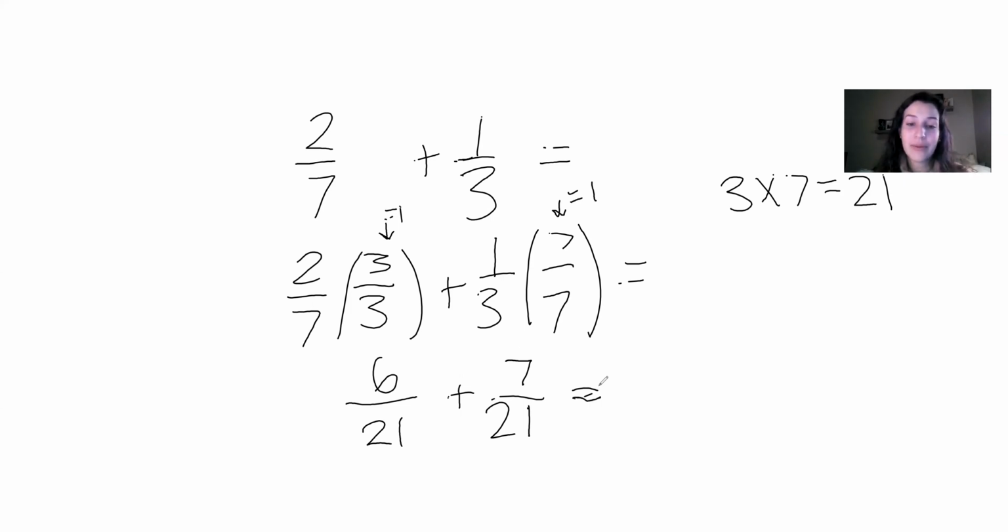So now that we have the same denominator, we keep that constant, and we can finally just add the numerators like we would normally, which we'll get, actually no, that's not 14, that's 13. So our final answer here is 13 over 21.